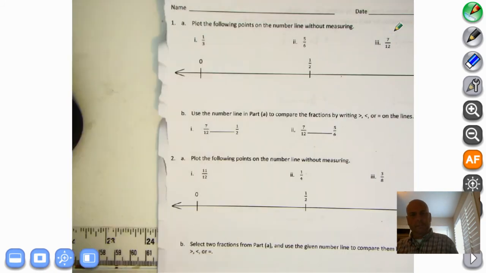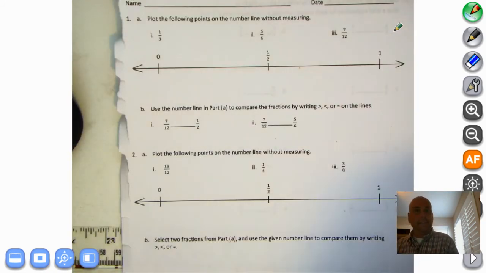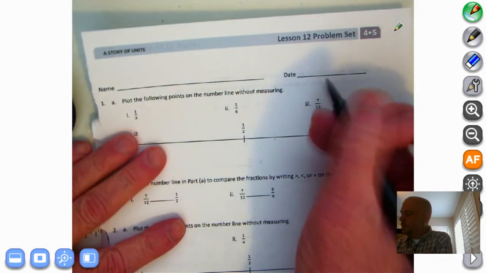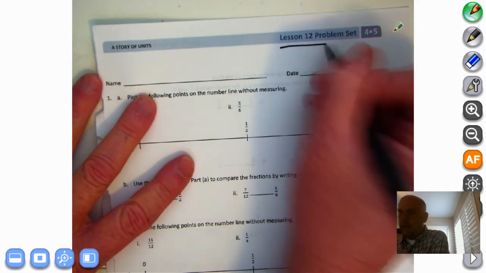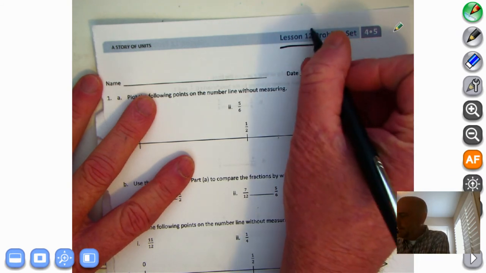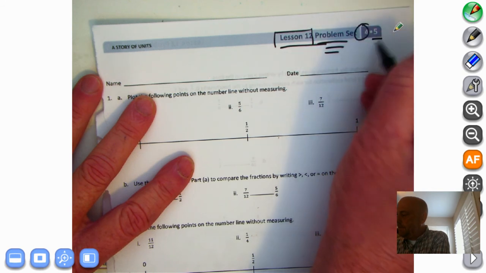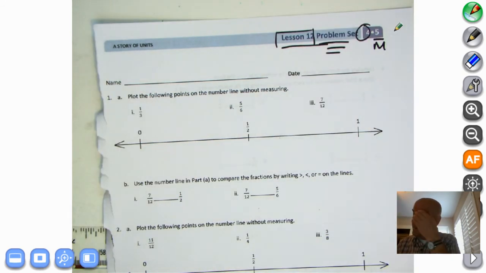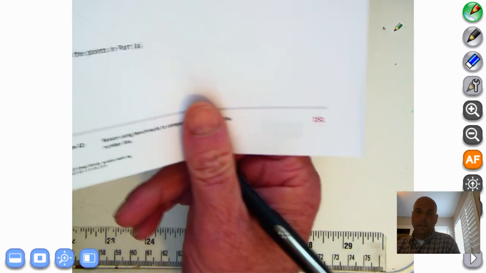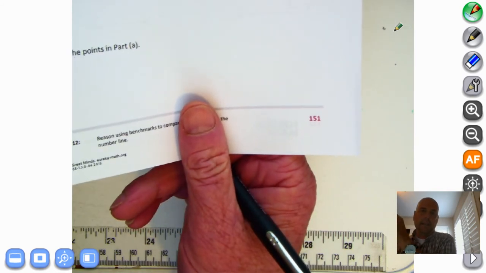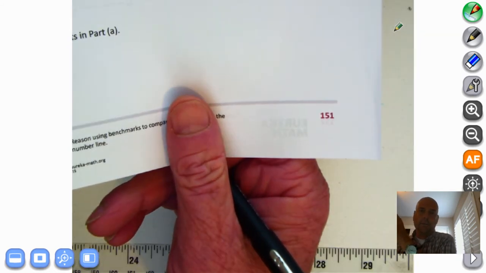Before we start our lessons, let's see what's what. We're on lesson 12 already. Problem set. It is grade 4 and module 5. So that's what's going on. And if that's not enough to get you where you need to go, we'll just look down here and see that it is page number 151.